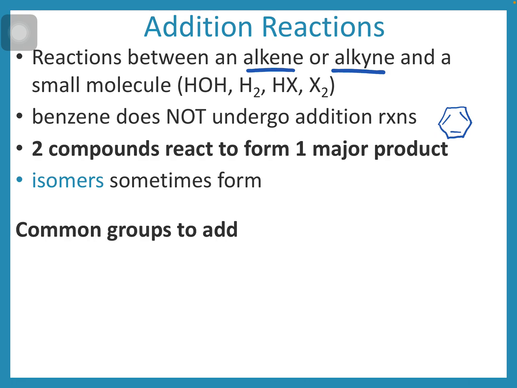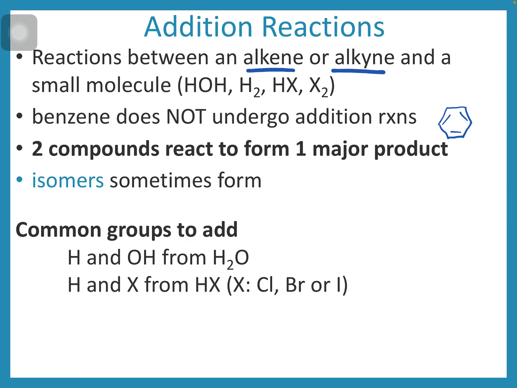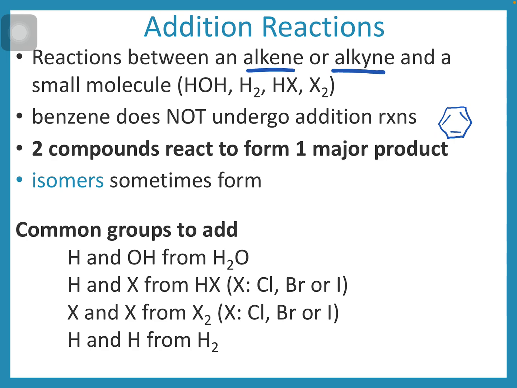So the small molecules that may be added, common ones are water. So that's going to split into hydrogen and hydroxide as the 2 separate groups that we'll add. Hydrogen and a halide, so either chlorine, bromine, or iodine. So that HX, the X stood for a halogen. X2 or a diatomic halogen, so chlorine, bromine, or iodine. And hydrogen, so splitting into 2 atoms of hydrogen to add on.